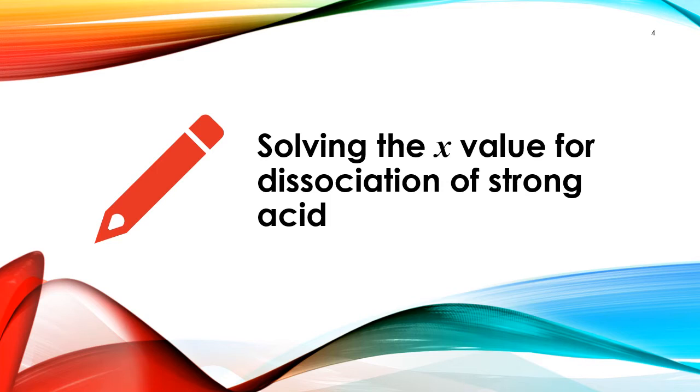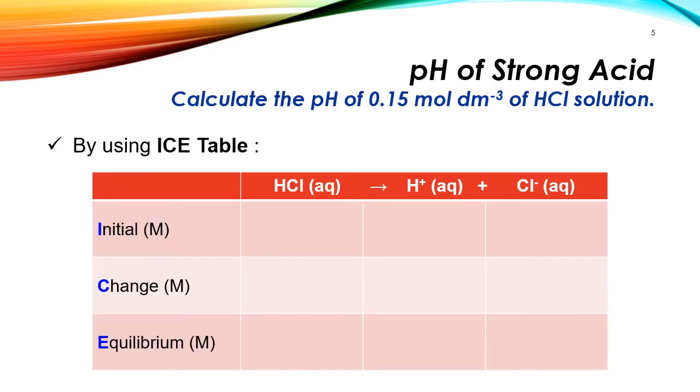Now, let's discuss how to determine the pH value for a strong acid. This is an example to calculate the pH of a strong acid. The question is, calculate the pH of 0.15 molar hydrochloric acid solution. To determine the pH, we can use an ICE table.